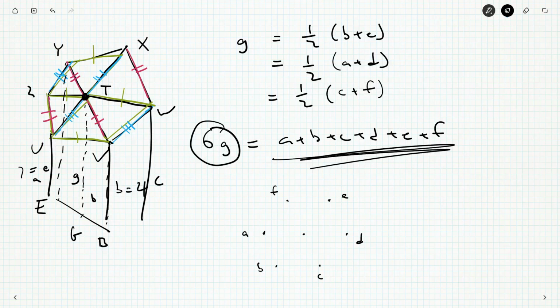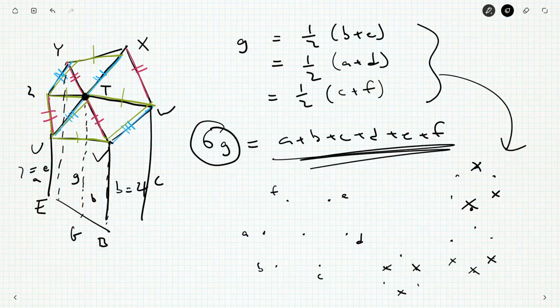If I know any opposite pair, then it doesn't matter what the other length is, I can figure out what G is. But what happens if I am told three adjacent ones? Or there's at least one other possibility. If I'm told three non-adjacent ones. And is there any other possibility? Because these formulas will handle this. I'll figure out G, and then I'll figure out what 6G is.